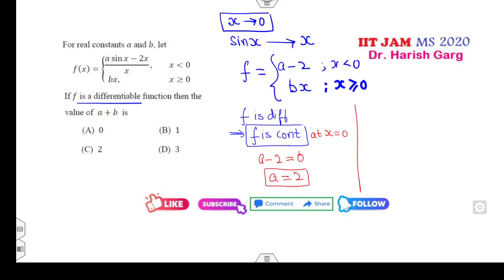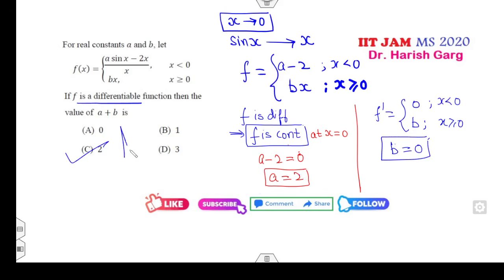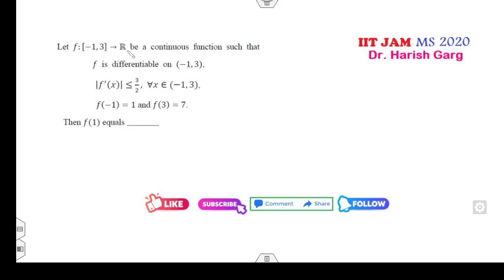Now function is differentiable. Can you calculate the f dash at 0 and b? Fine. Now you can see the f dash b must be 0. So a is 2 and b will be 0, that is the right answer of the problem. Next: f is a function such that f is differentiable, f dash of x is less than or equal to 3/2.